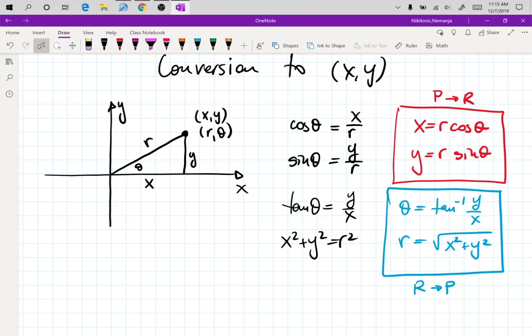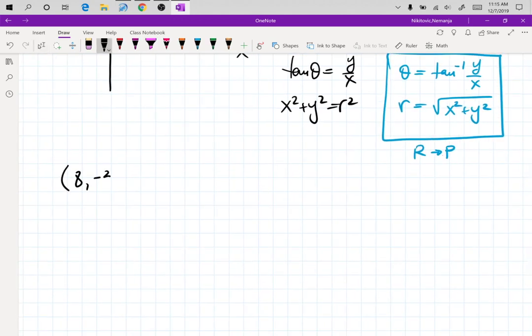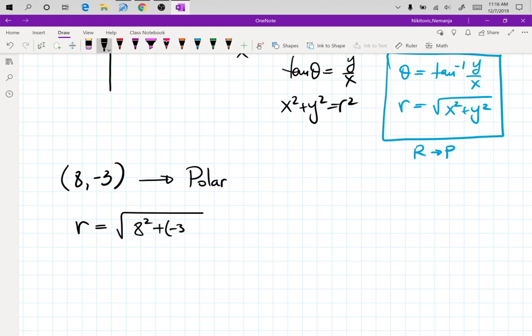And you will see that very, very quickly, but let's just convert a point. So we'll take a simple point, say, 8, -3, which is in x and y, and you want to convert that to polar. Well, you need r and theta, right? So r is equal to square root of 8 squared plus -3 squared, which is square root of 64 plus 9, which is square root of 73. Yeah, good luck with that, right? So your r is square root of 73.